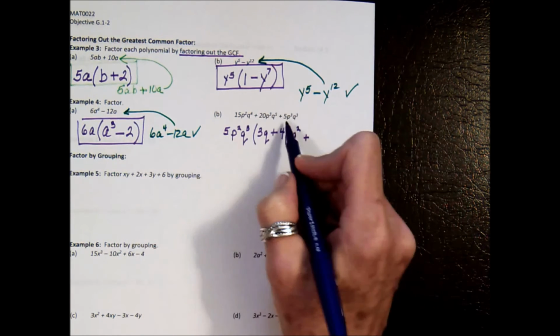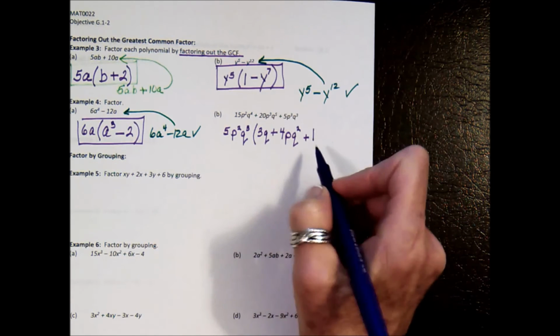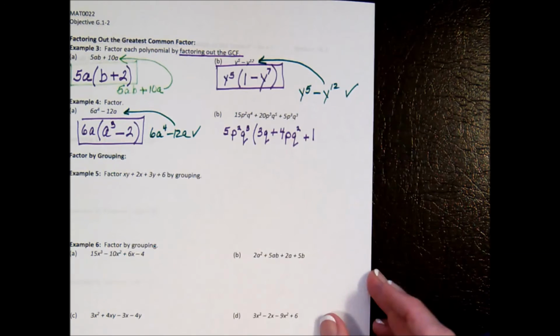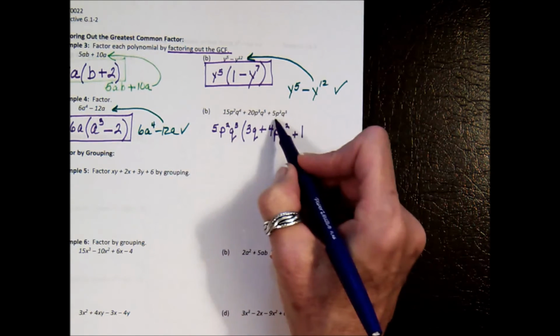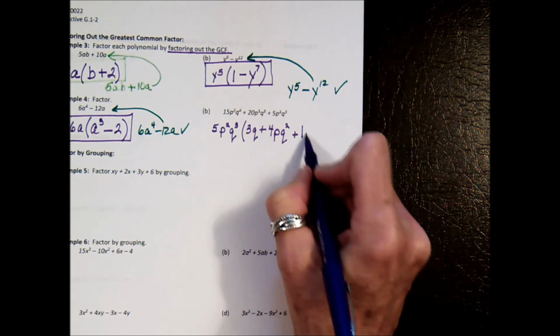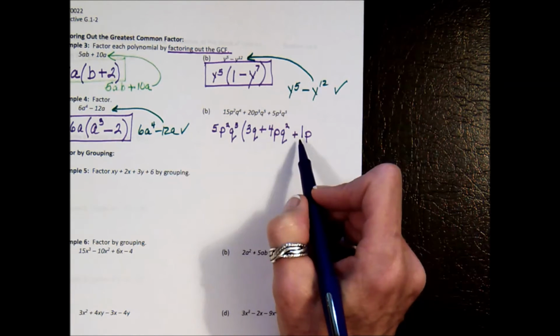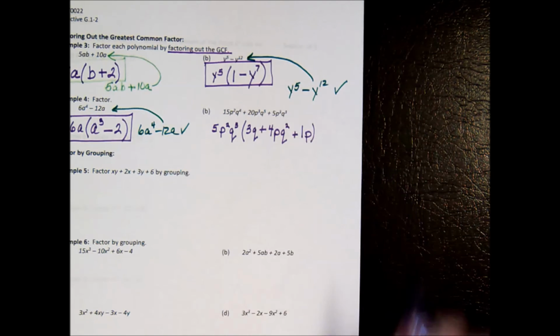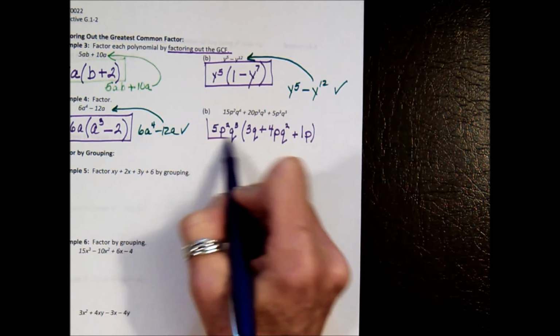5 goes into 5 one time. I'm going to write the 1 because I need it as a placeholder in case the other letters all cross cancel. P squared goes into P cubed. There is a P left, so I really didn't need that 1, but it's always safe to put it. Q cubed cross cancels Q cubed. And I have my answer.